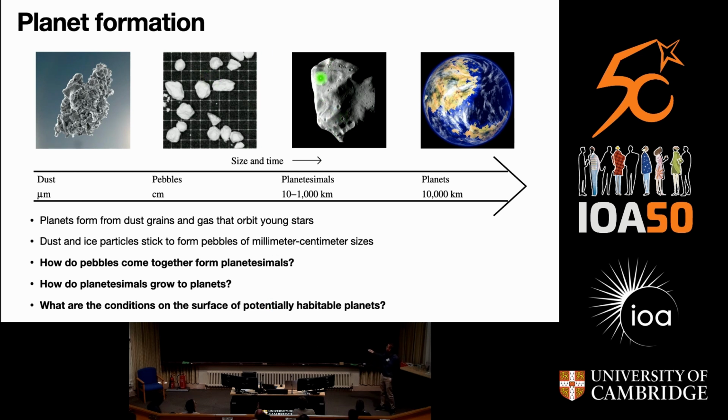But I want to focus on the next 2 steps: how do planetesimals grow to form planets, like a twin Earth here, and what are the conditions on the surface of these potentially habitable planets? What does theory predict, maybe even before we start to observe these?